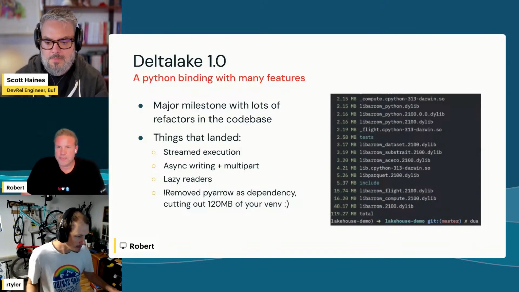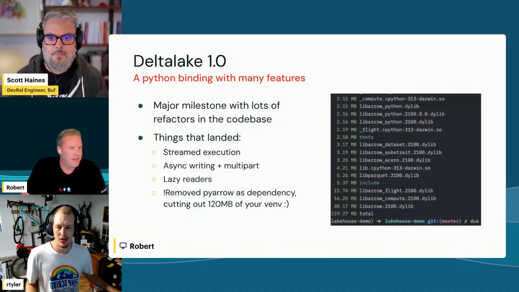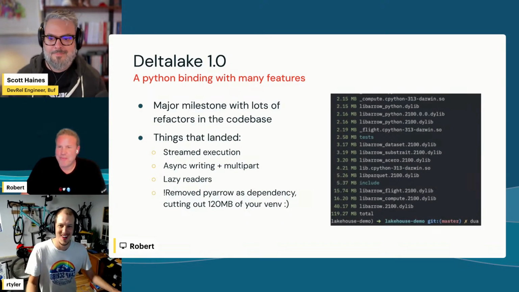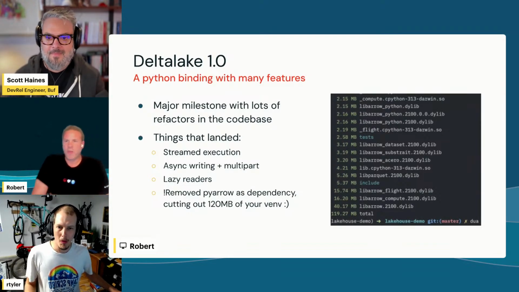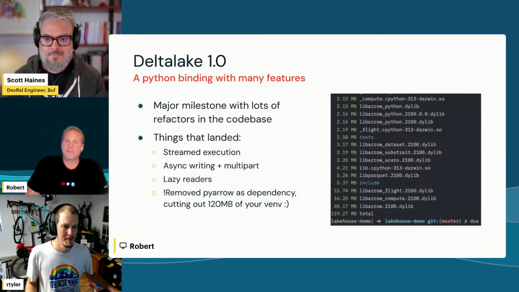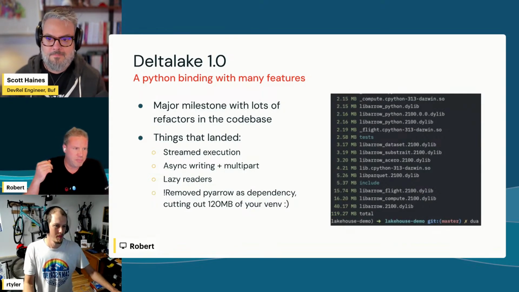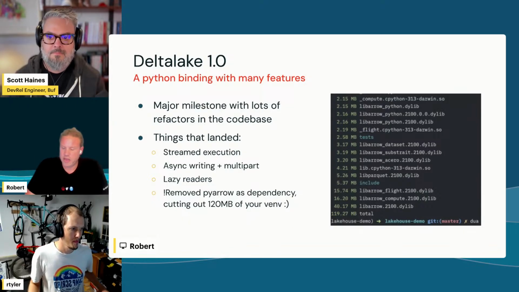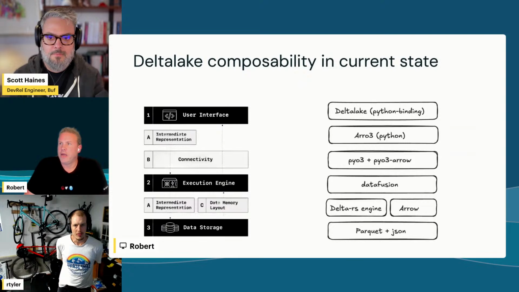But this is a quick plug for the Delta Lake 1.0 bindings, where many things landed. We did a lot. Yes, many great things landed, not all of them related to composability. Also, if you look at the lazy readers, the streamed executions, a lot of this was embracing Arrow and some of the lower level Arrow abstractions.